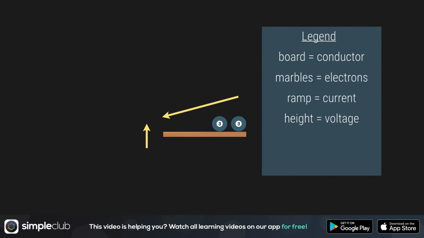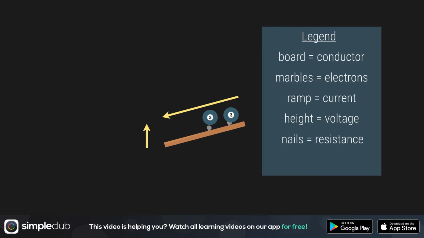Now, we'll go one step further and put nails everywhere in our board. We can compare the nails to our resistance. We put our marbles on the board again and lift one side up. Pretty sure you can already imagine what will happen next. The marbles move downward but a lot slower. They are hitting the nails again and again, which slows them down. The more nails we put in, the longer it takes the marbles to get to the bottom. Meaning, the resistance is increased while the current is decreased.